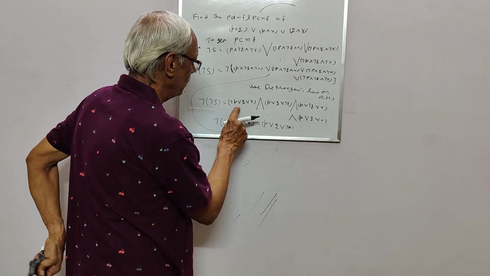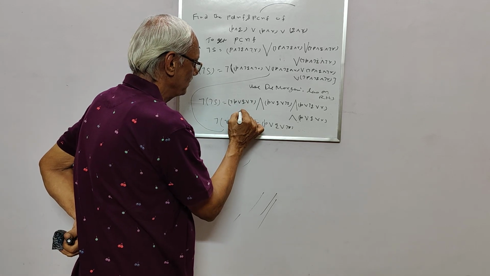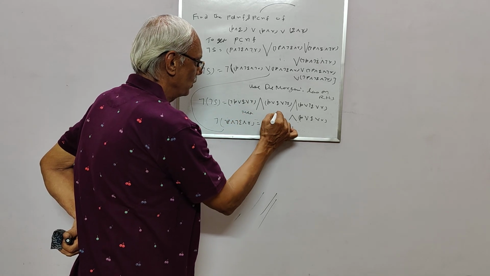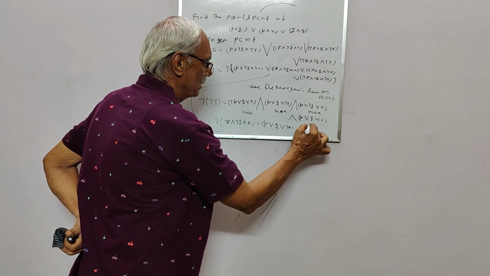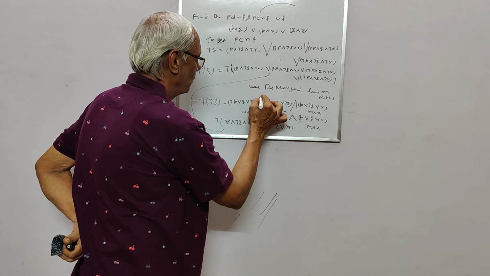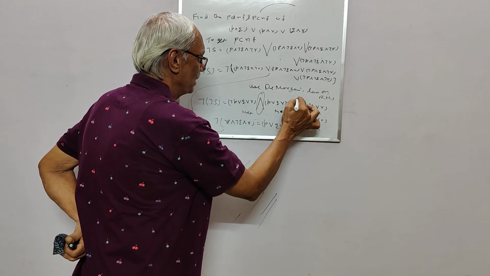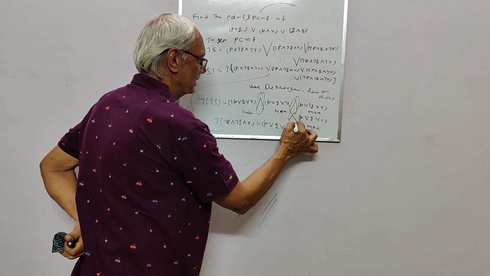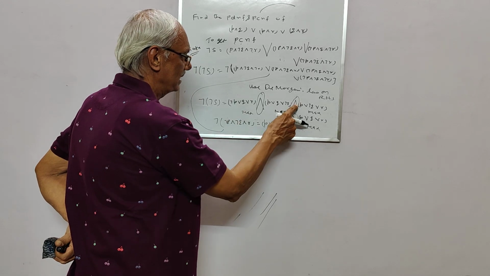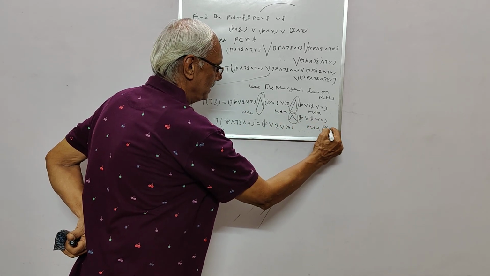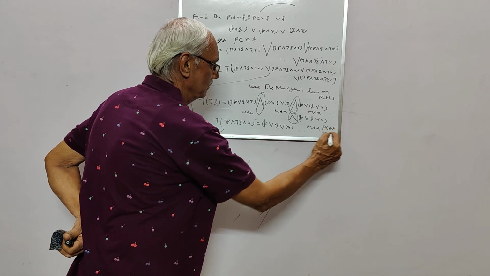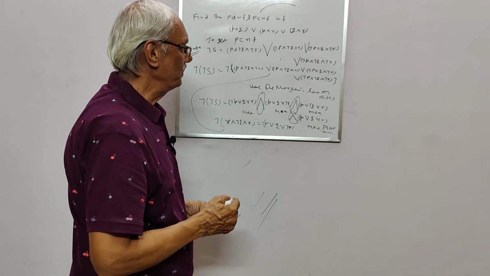Now what is this? This is your max term. This is your max term, this is your max term, this is your max term. And what is this? Conjunction. This is conjunction. So conjunction of max terms, therefore this is your PCNF. So this is your PCNF.